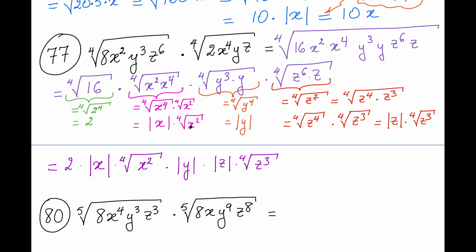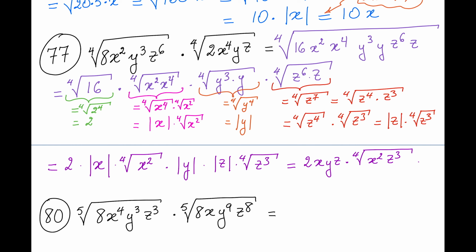And in problem 77 they said all the variables are positive. So x is positive, y is positive, and z is positive. So the absolute value of each one is itself, right? So this becomes 2xyz times the fourth root of x squared, make it longer, x squared times z cubed.